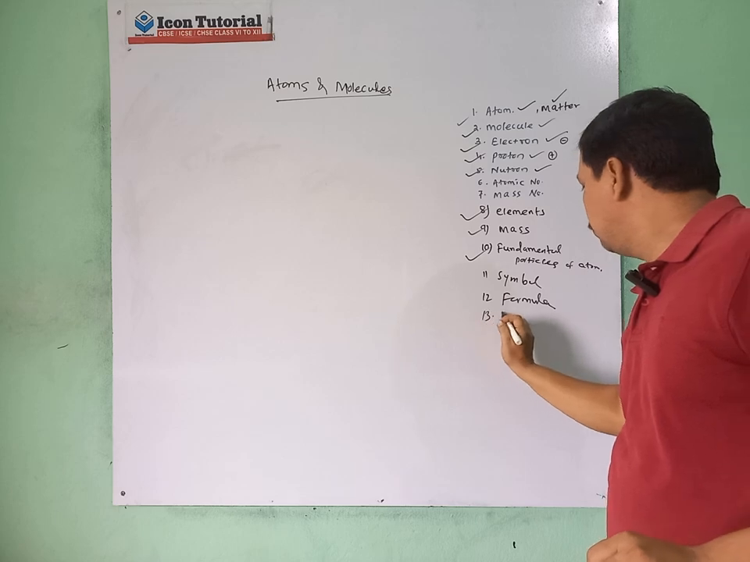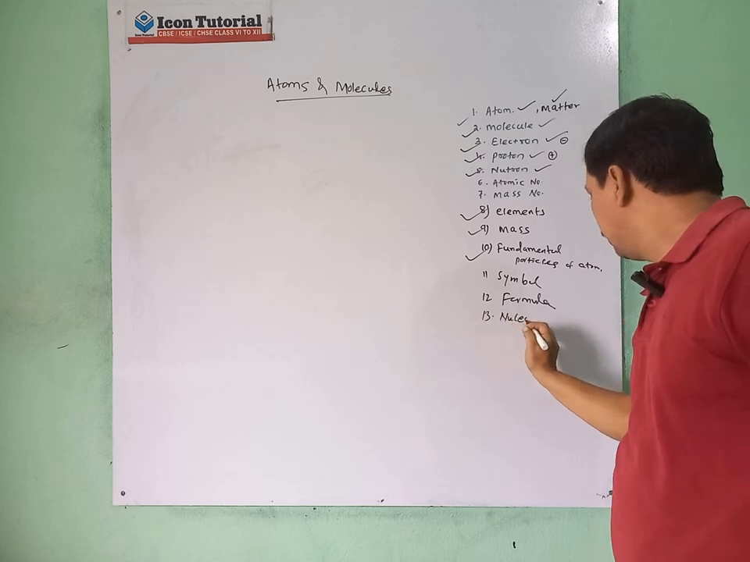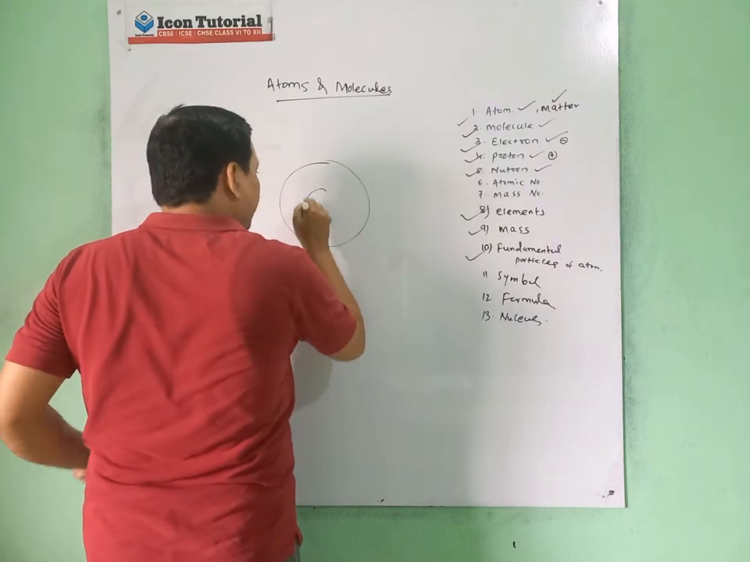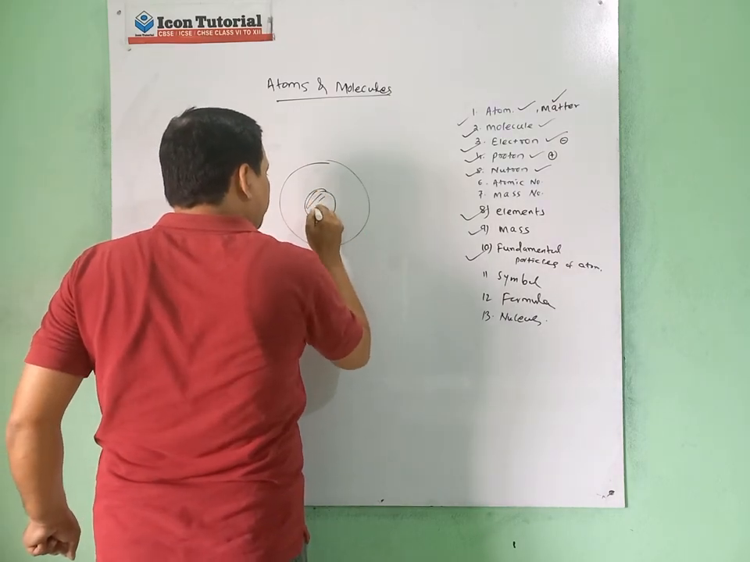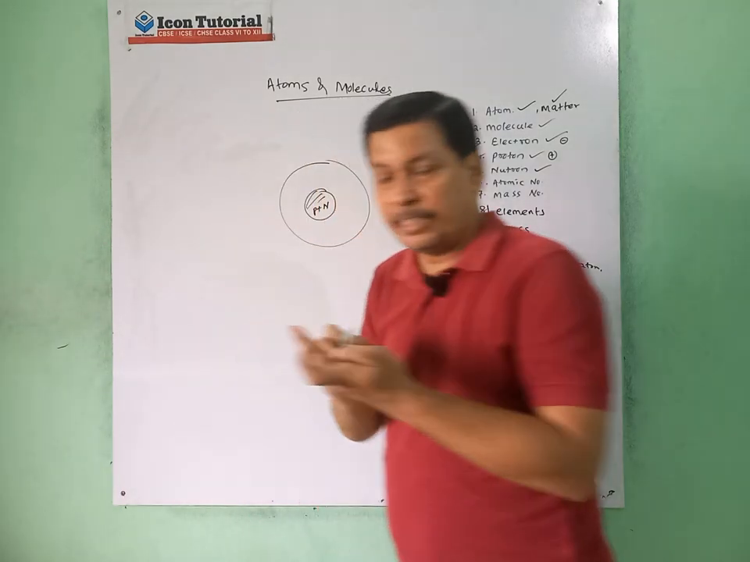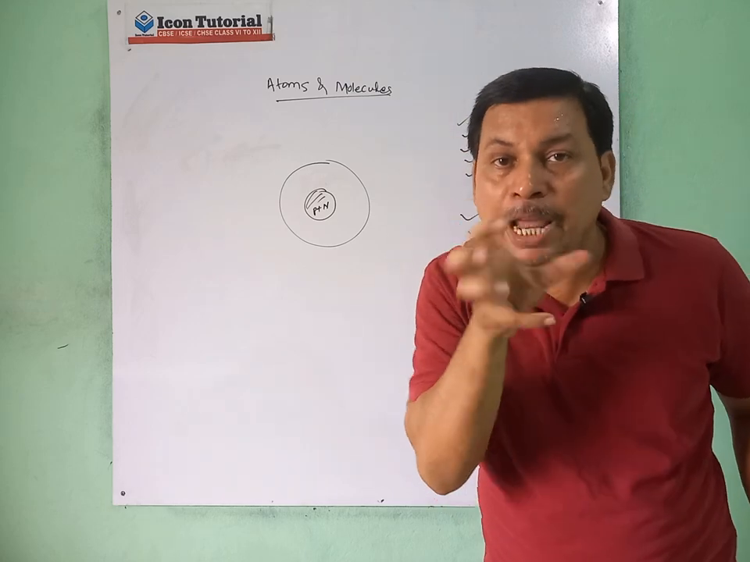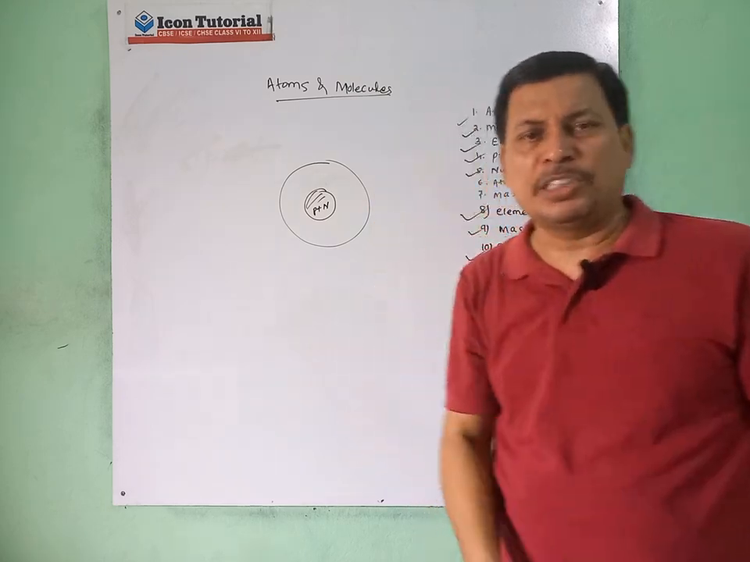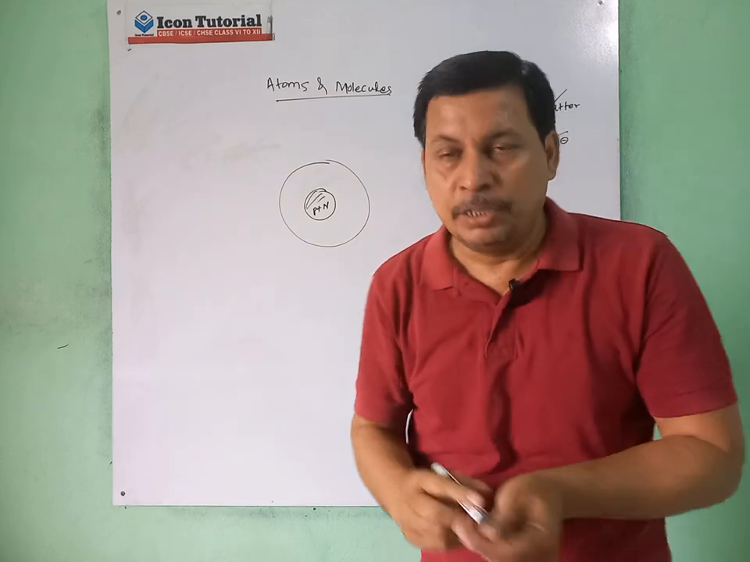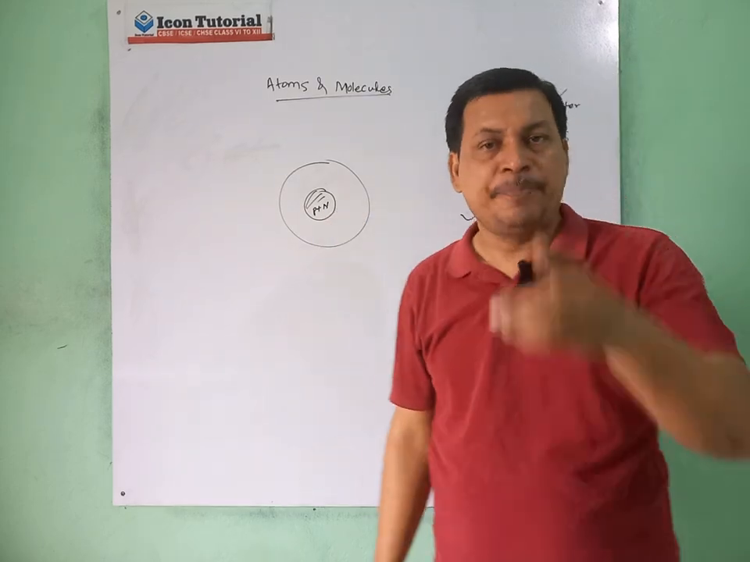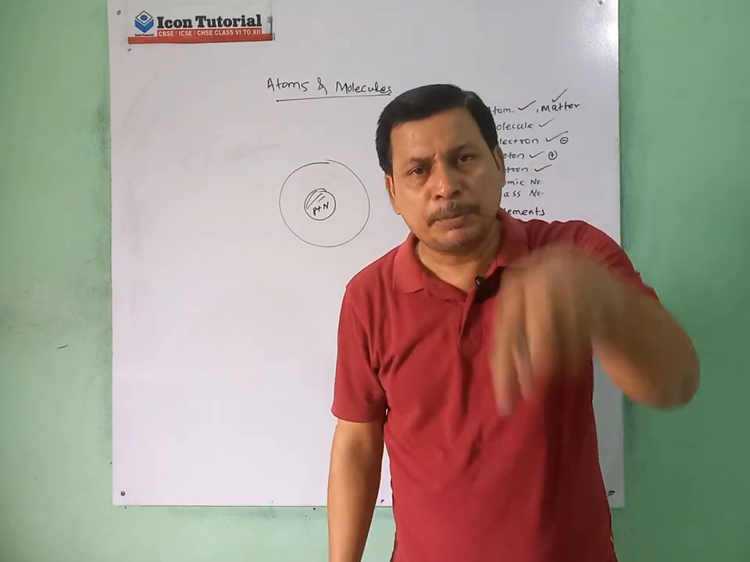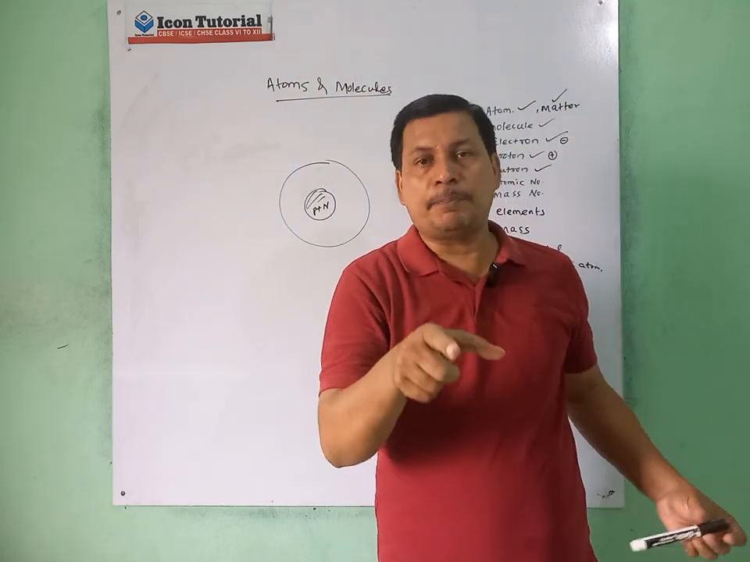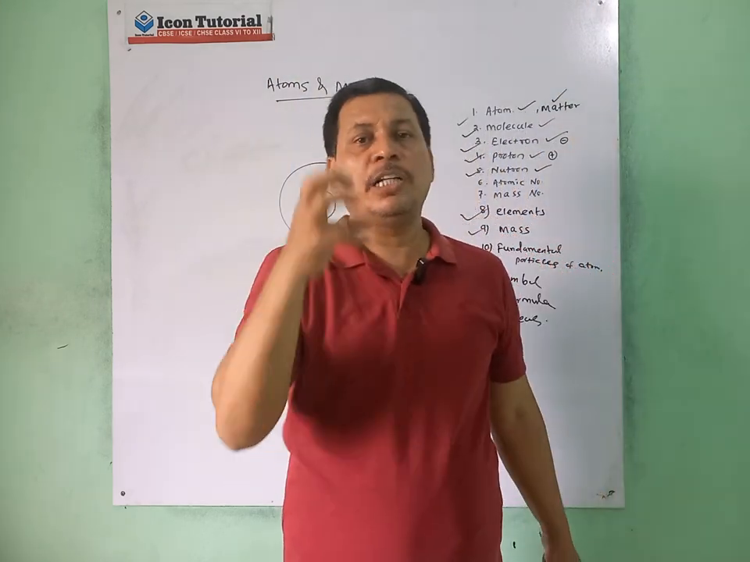Again one is the nucleus. Inside the atom there is a central part, a heavy part, made of proton plus neutron together. The heaviest or central part present in the atom is known as nucleus. Inside the nucleus there are proton and neutron. In an atom there is a central body, and that central part is called nucleus.